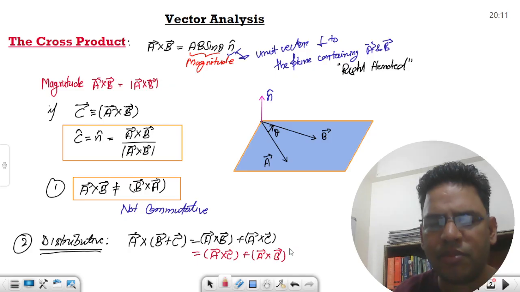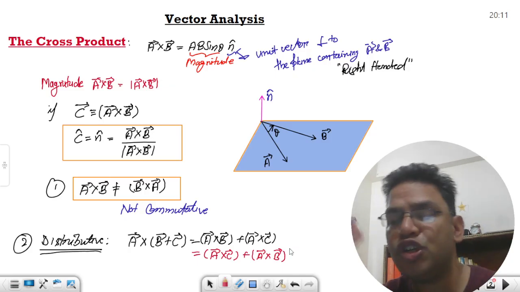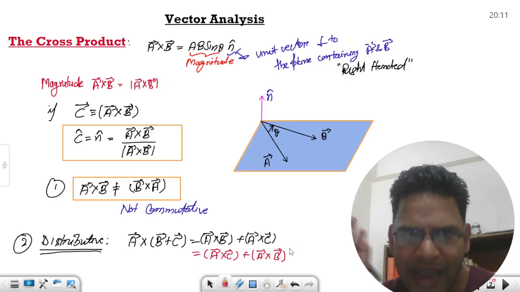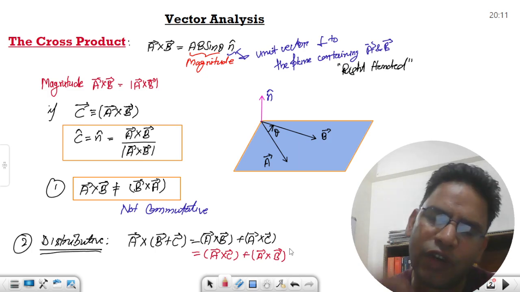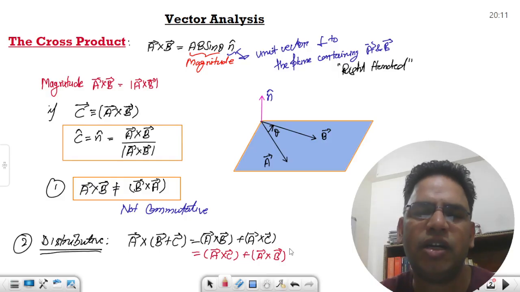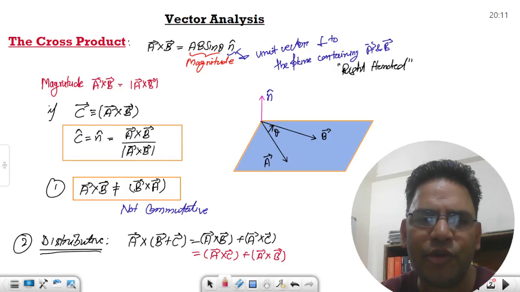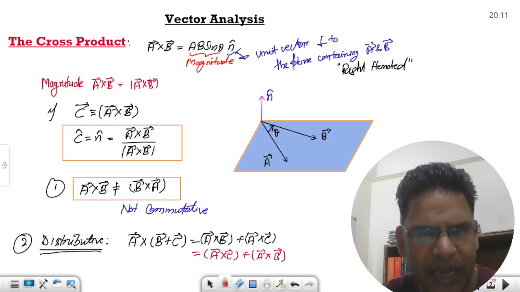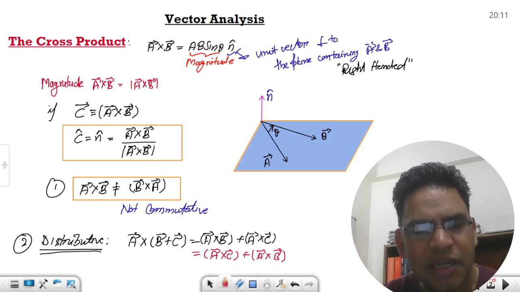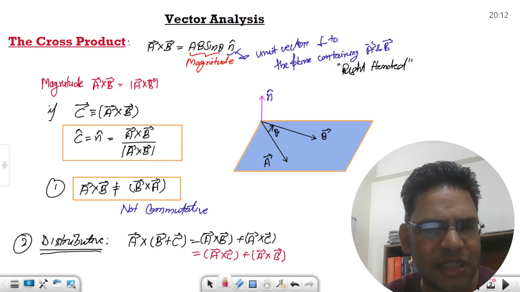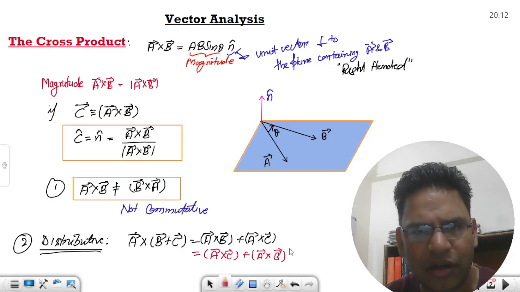Addition is commutative. A cross B is going to give you one vector, A cross C is also going to give you another vector, and once you add them, you can change the order. It means it is commutative, right? It obeys the commutative law. So A cross B plus A cross C is distributive. Suppose you have some scalar lambda, which I have already talked about.